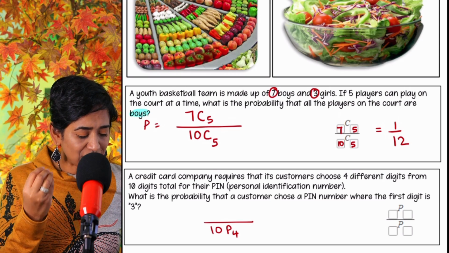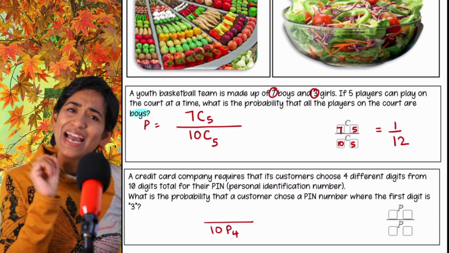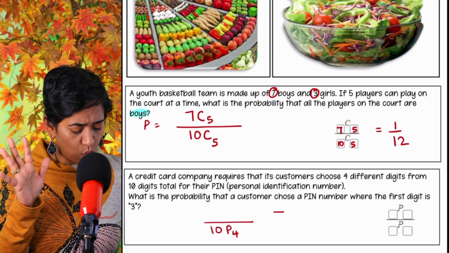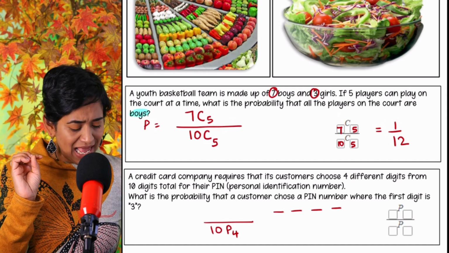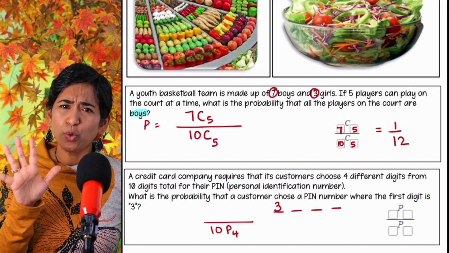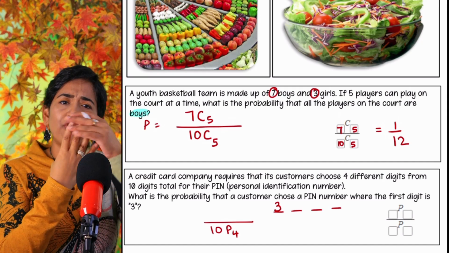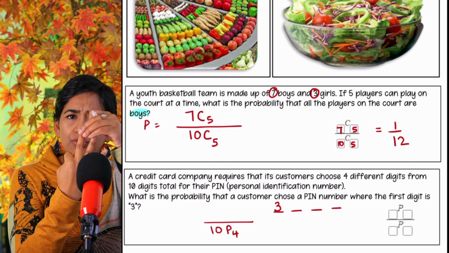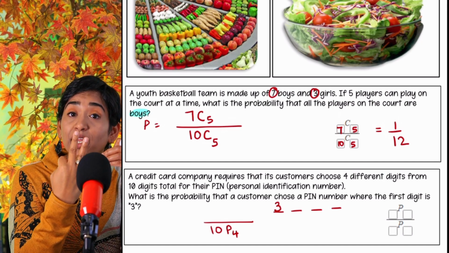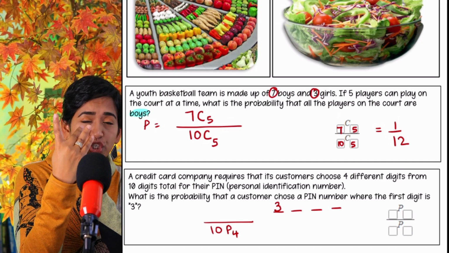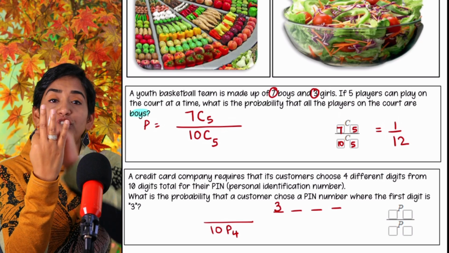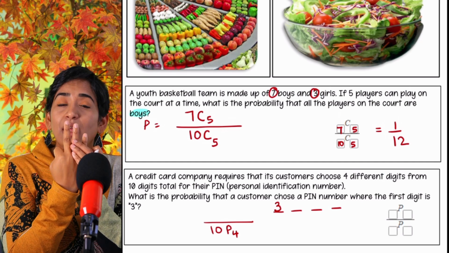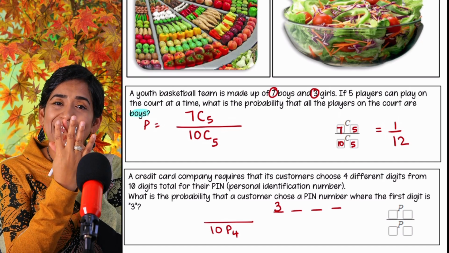Now, what is the probability they're asking me? They're asking me what's the probability that the first digit has to be 3. So it's a 4-digit PIN. 1, 2, 3, 4. And the first digit has to be 3. So if the first one has to be 3, how many can I choose? You can only choose 3. Do you see that? Because the first one is chosen for you. You only have to choose from the 3. But keep in mind, the first one has to be 3.